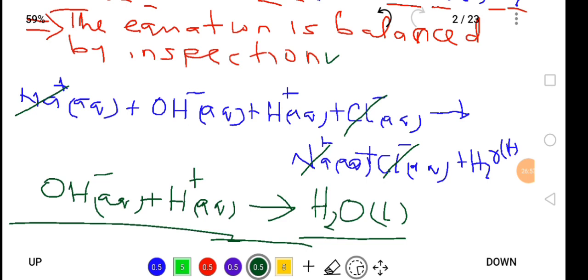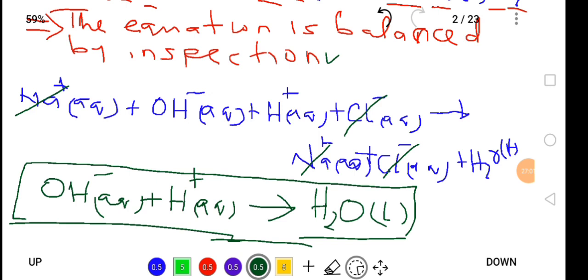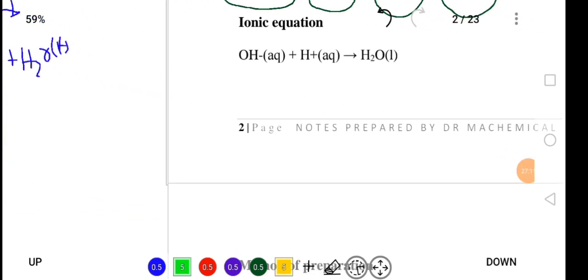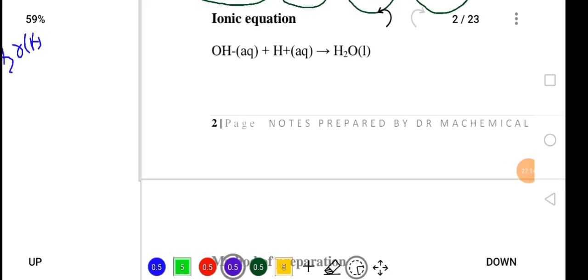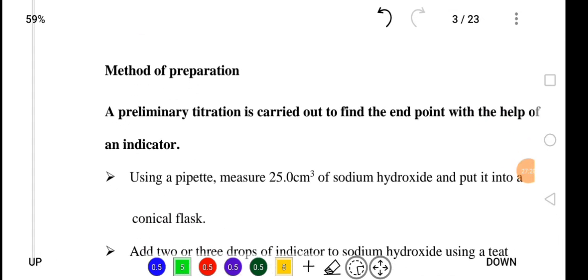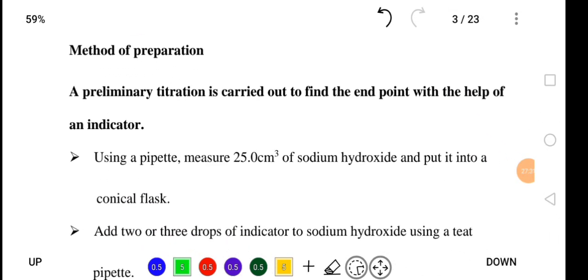When we arrive at this answer, this is going to be our net ionic equation. Moving forward, so now we know how to arrive at this answer because I have demonstrated how we are supposed to write an ionic equation. Method of preparation.